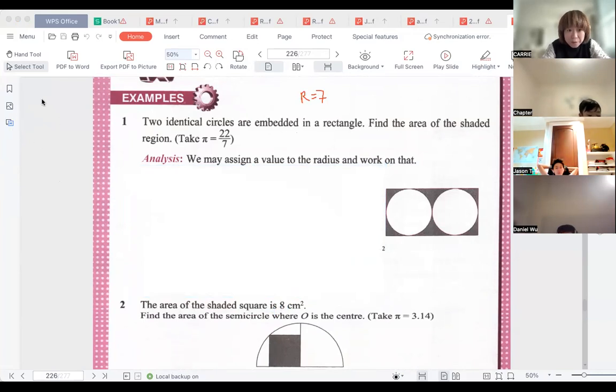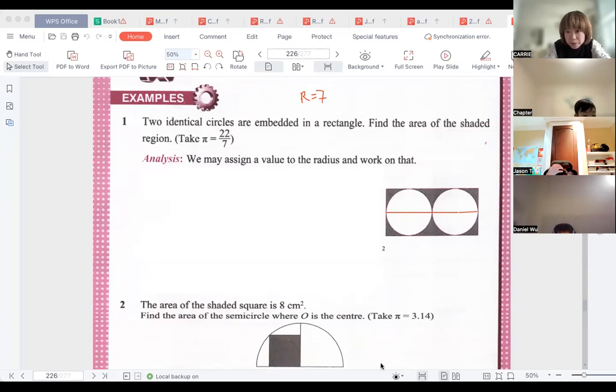Jason, let me ask you a very simple question. We see two circles embedded inside a rectangle, and they want us to find the shaded area. So obviously we need to find the area of the rectangle minus the area of the two circles. Am I right? Does everybody understand that? Yes. Okay, thank you, Daniel.